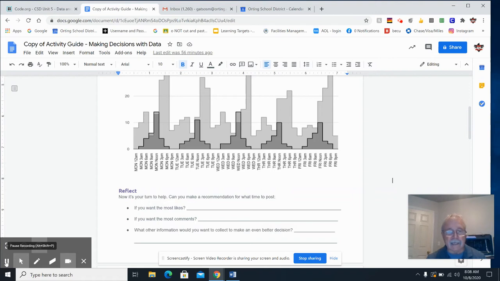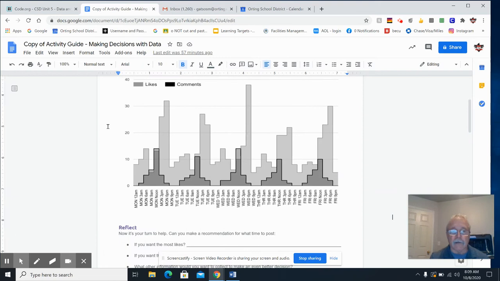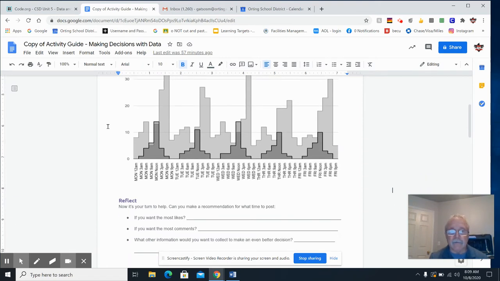That is when they got the most likes. Now, how about if you want the most comments? You're looking at the most comments. The comment bars were the darker ones. Where is that? That would be noon. If you look at the noon, you'll find the most comments. And that's where we would get right here, most comments.